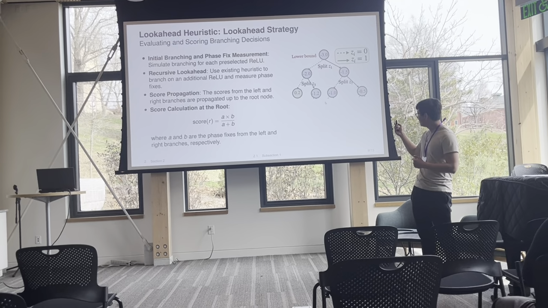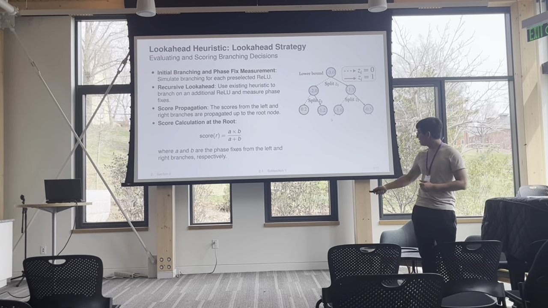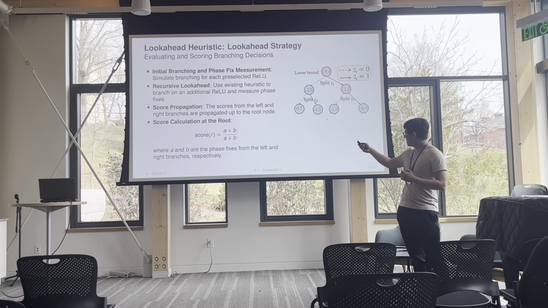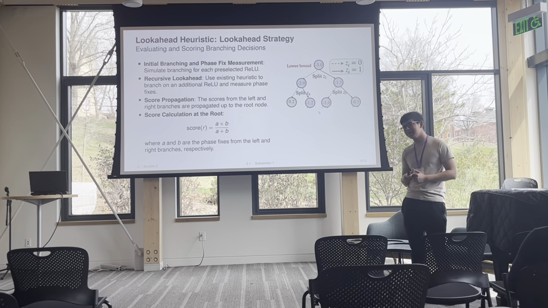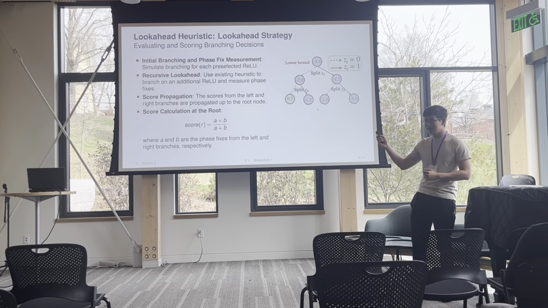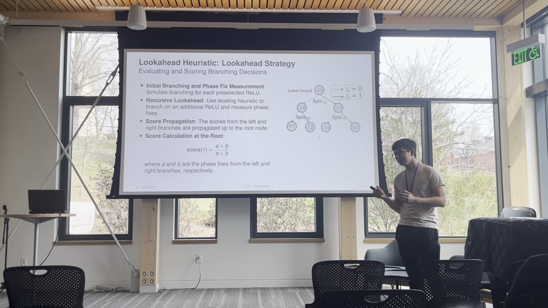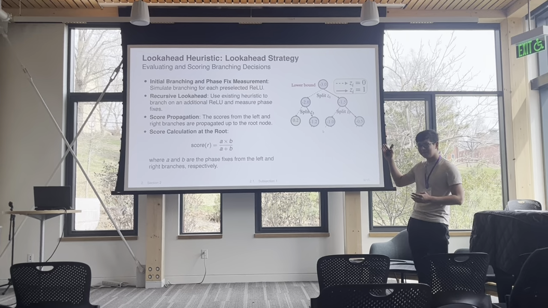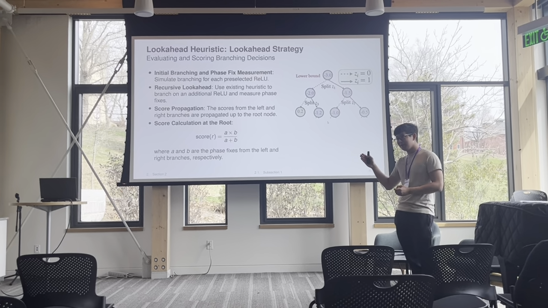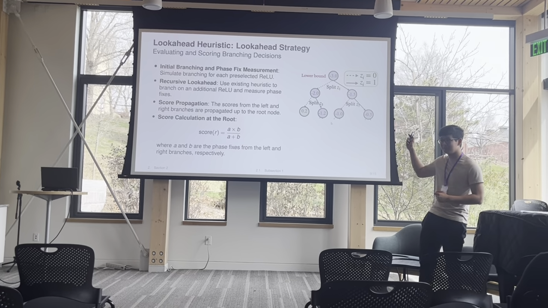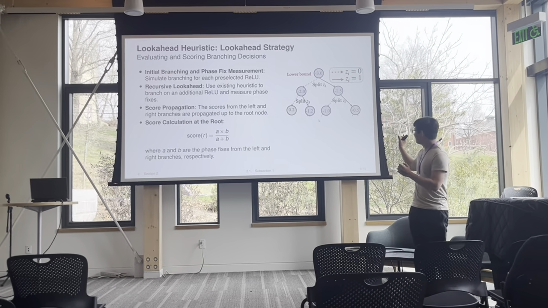And then we're going to calculate a score for each root neuron. And the score is, if A and B are the phase fixes on each respective side, it's going to be 8 times A times B over A plus B. And the intuition behind this is that you want the max number of phase fixes possible, but you want balance too. So in this case, let's say one side's 9 and the other side's 1, versus if one side's 5 and the other side's 5, this will score the one where it's 5 and 5 higher, because you do want balance there.